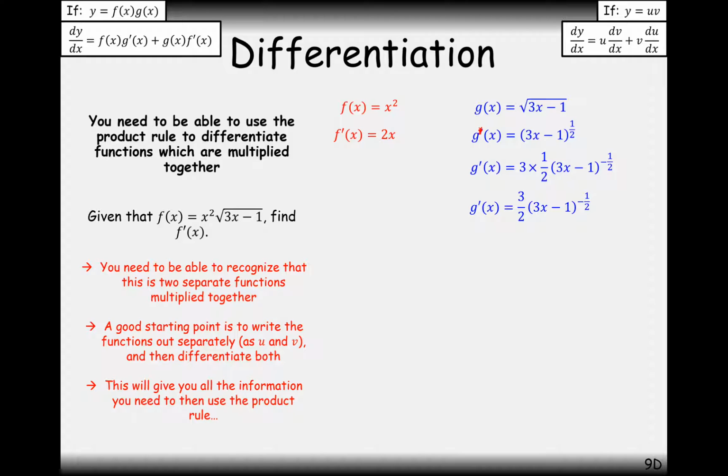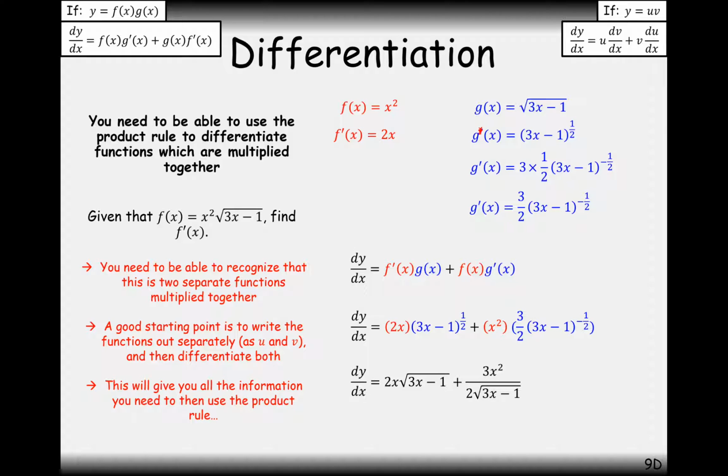So now we're going to apply the product rule. It's going to be f dash of x g of x plus f of x g dash of x, and just substituting in the appropriate expressions where we've got them. So differential of f is 2x times g of x, which is 3x minus 1 to the power of a half, plus x squared, the original f function, times the derivative of the g function, and just tidy up where possible. 2x times the square root of 3x minus 1 plus 3x squared over 2 square root 3x minus 1.